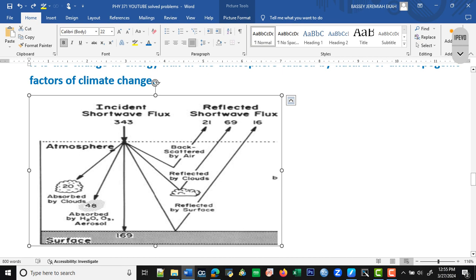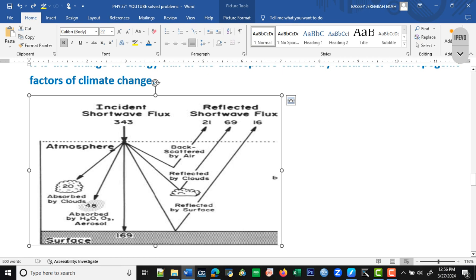Now, most of them are being absorbed by the cloud. Some of them have been absorbed, about 20% by the cloud, and 48% by aerosol and other greenhouse gases. 69% have been absorbed by the surface. So the amount that has re-radiated back into space is about 21%, 69%, and then 16%.